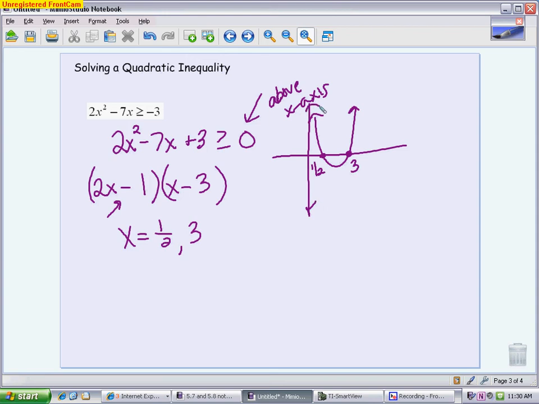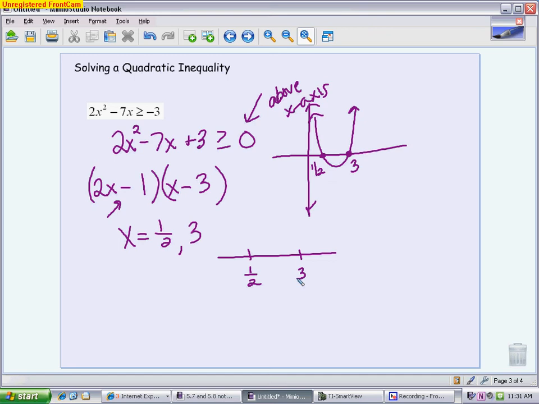Another way to do it, if you don't want to do it from a visual standpoint, is you can make a little number line and say, here are your two places where it equals 0, at 1/2 and 3. We want to know before 1/2, where is it? Is it above the x-axis or below? We want to know between 1/2 and 3, is it above or below? And we want to know about after 3.